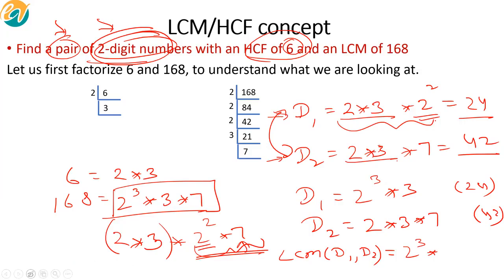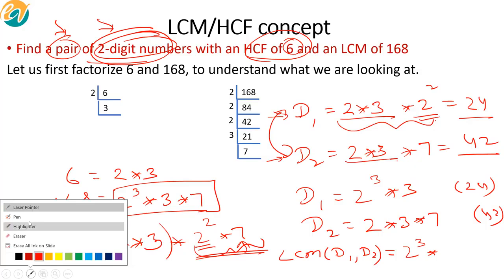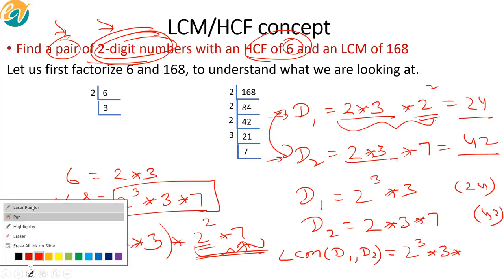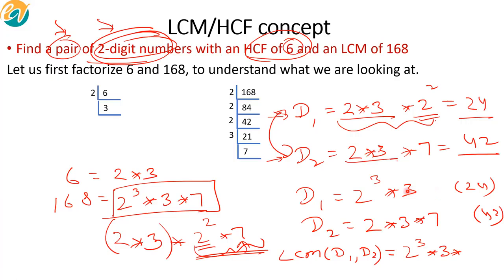Now let's come to 3. This is 3 raised to the power of 1. This is also 3 raised to the power of 1. So we multiply it by 3. And then finally we come to 7. This is obviously 7 raised to the power of 0. This is 7 raised to the power of 1. So the highest power is 7. So we multiply by 7, which would give us 168.